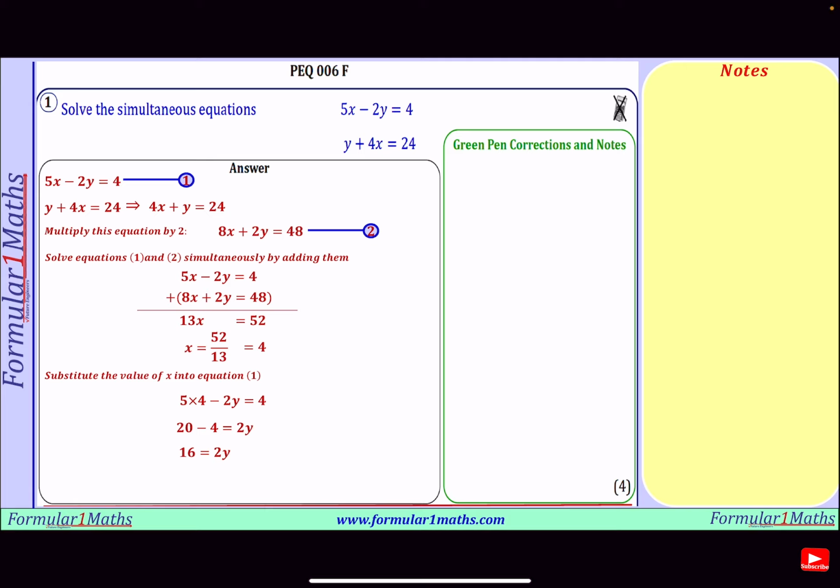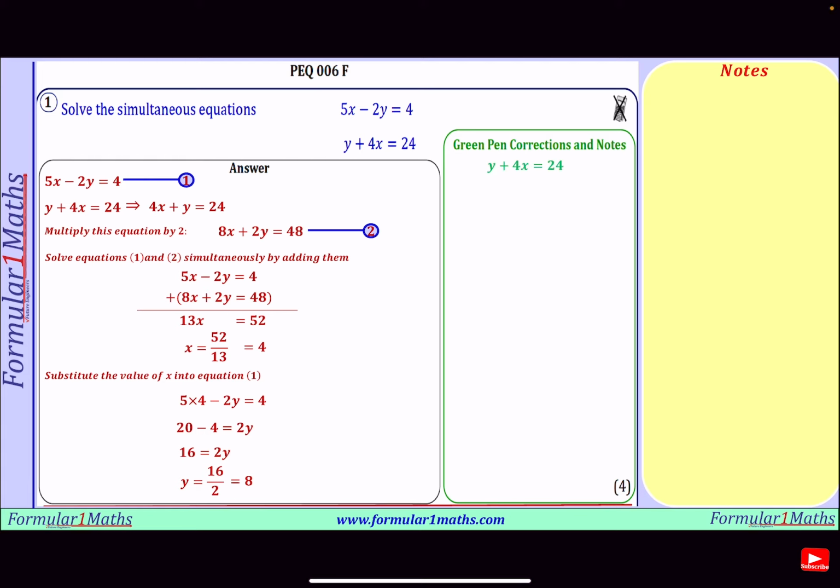And because I want y, I'm going to take the 2 to the other side and I'm going to get 16 divided by 2. And 16 divided by 2 is 8. So the value of y is 8. And that is the answers for x and y. We could also have solved this question using substitution.